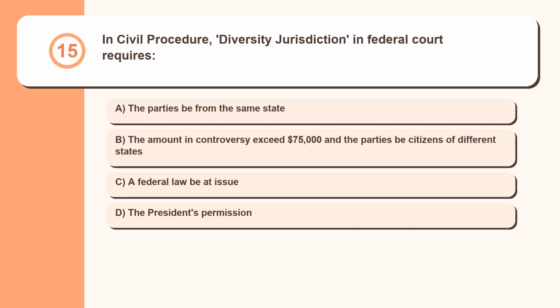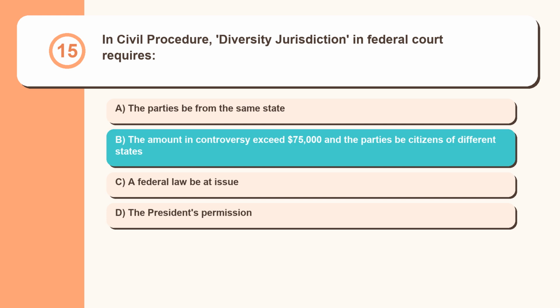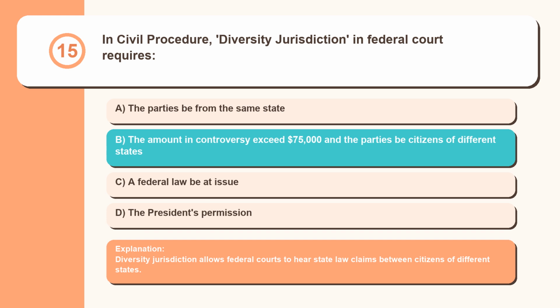Question 15. In civil procedure, diversity jurisdiction in federal court requires the parties be from the same state, the amount in controversy exceeds $75,000 and the parties be citizens of different states, a federal law be at issue, or the President's permission. Diversity jurisdiction allows federal courts to hear state law claims between citizens of different states.